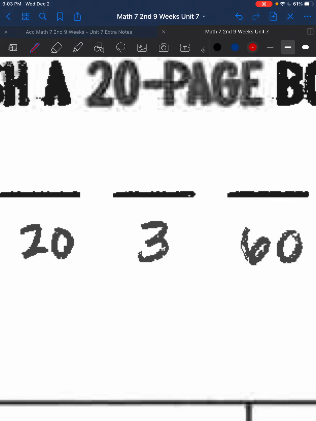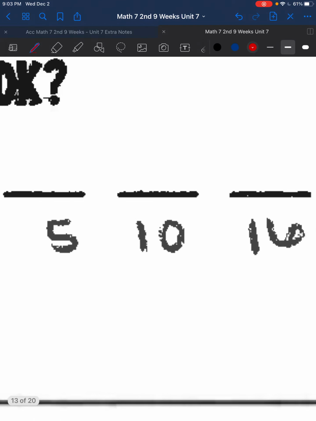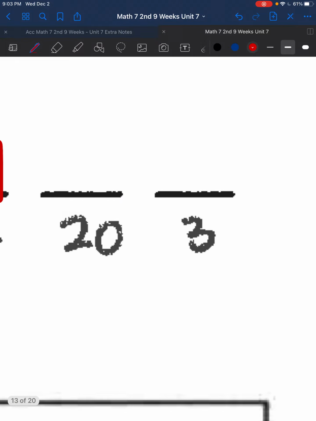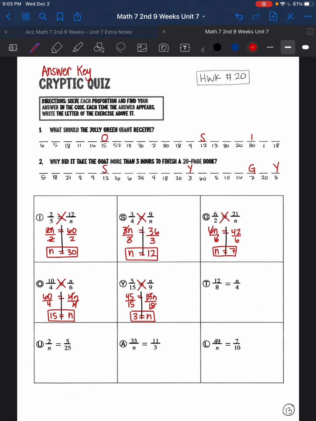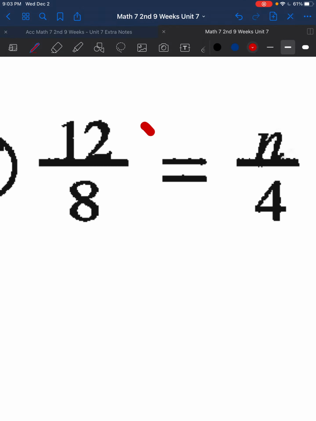So I don't see a 3 in the top row. I see a 3 right here. And I saw another 3 at the very end. Okay. Moving on to t.